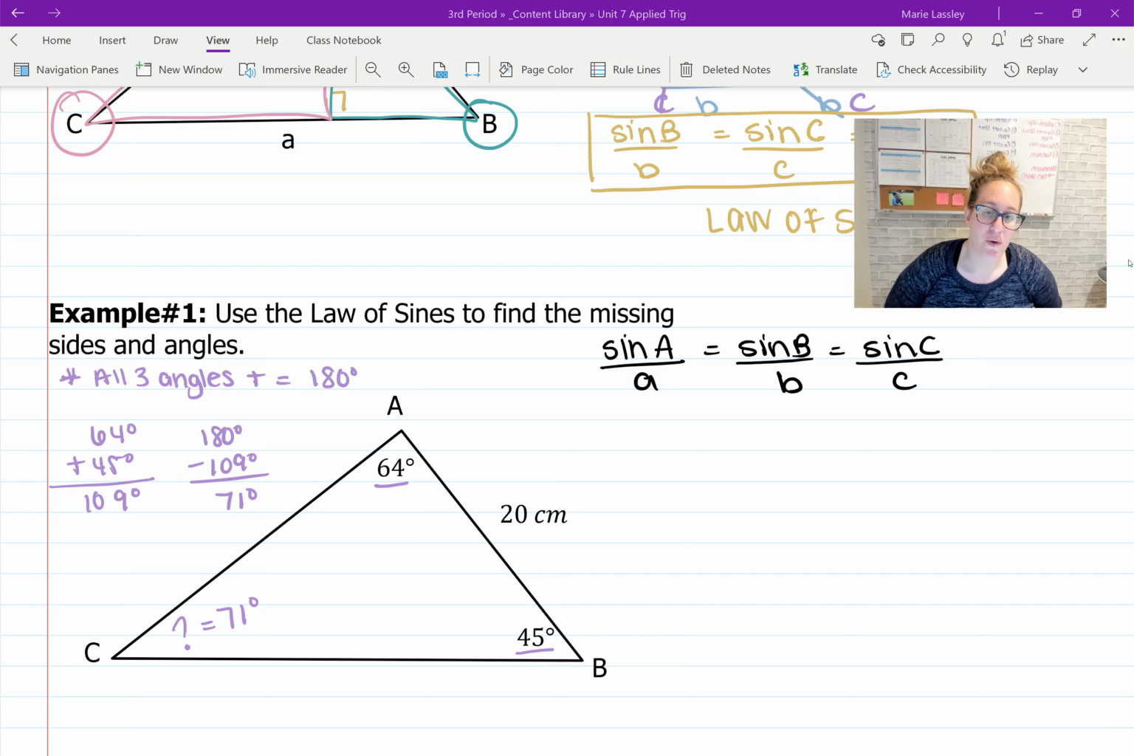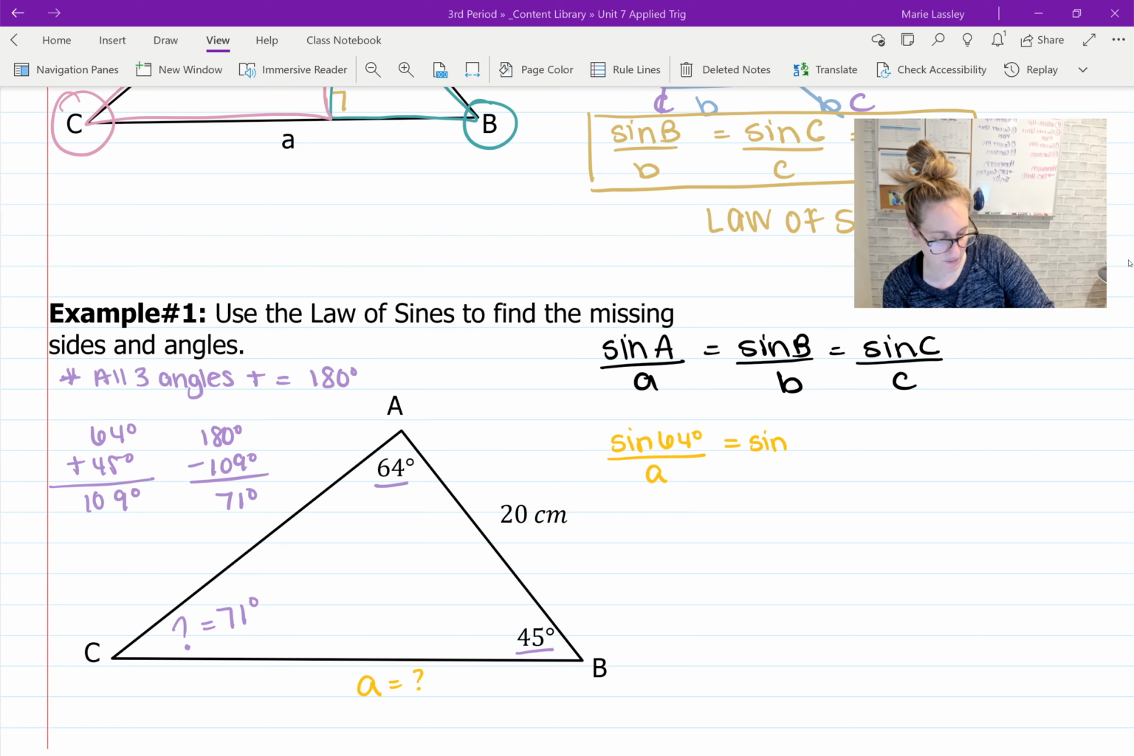Now what we want to do is start setting up these different ratios, and we're just going to plug in the information that we have. So sine of angle A. Well, we know what angle A is. It's 64. So we have sine of 64 divided by side A, which we don't know, so we're just going to put an A. Equals sine of B, which we know angle B is 45.